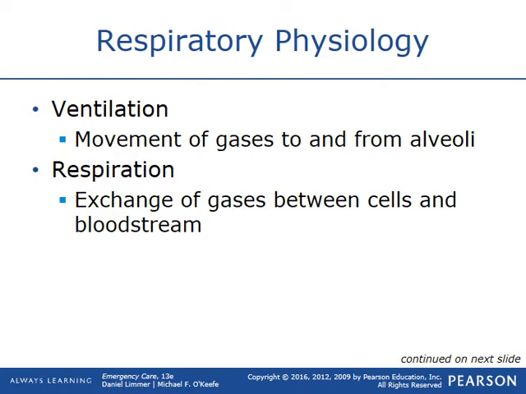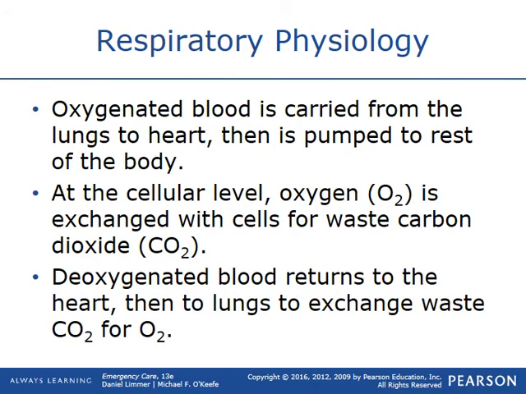Ventilation is the movement of gases to and from the alveoli, and respiration is the exchange of gases between cells and the bloodstream. So oxygenated blood is carried from the lungs to the heart. After that, it's pumped to the rest of the body. At the cellular level, oxygen, or O2, is exchanged with cells for waste, such as carbon dioxide, which is CO2. So deoxygenated blood returns to the heart, then to the lungs to exchange waste, CO2, for O2.